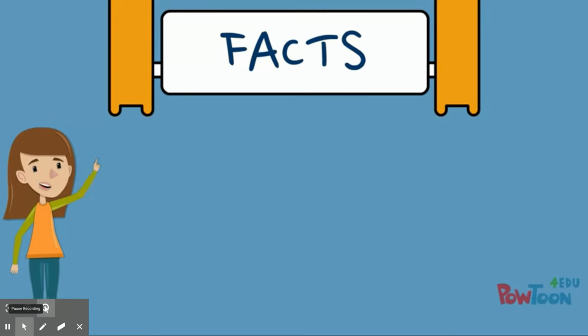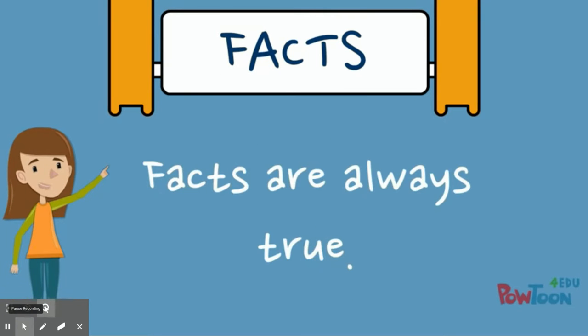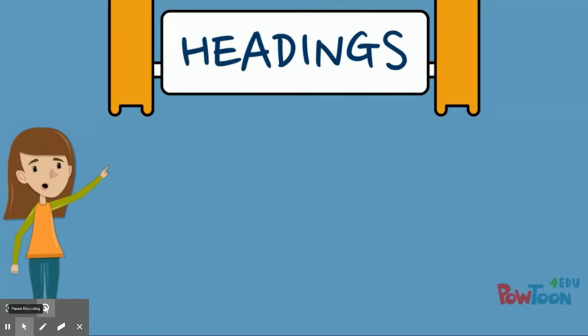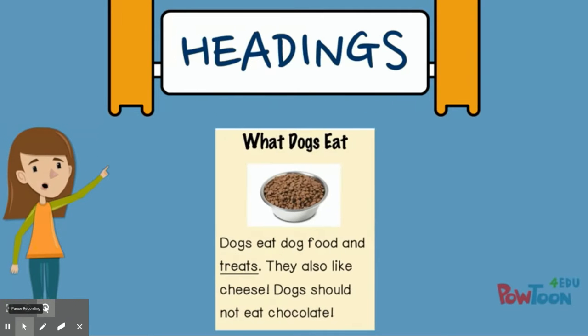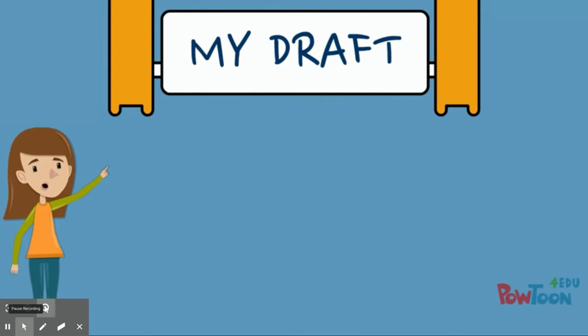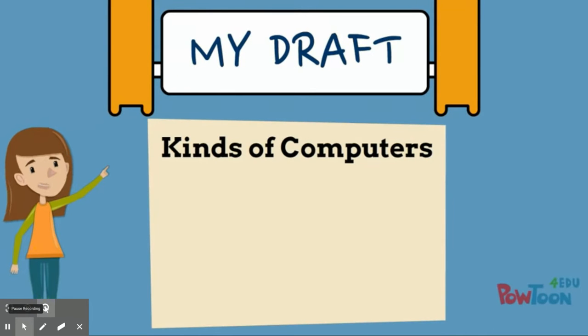Informational writing should have facts. Facts are always true. Authors use headings to organize facts into sections. The heading tells what the section is all about. My first section is called Kinds of Computers.